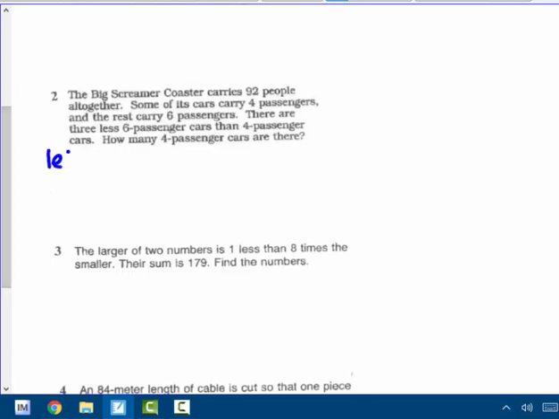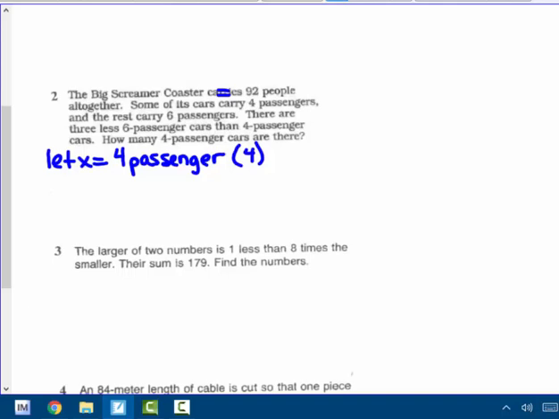So I'm going to say let X equal the 4-passenger cars. And since there are 4 people in them, I'm going to multiply that X times 4. So I'm going to put that in parentheses afterwards. You'll see in just a minute. The Big Screamer Coaster carries 92 people. That's my equation. My 2 kinds of cars are going to add together to equal 92. So some of its cars carry 4 and some carry 6. Okay, I'm going to put that in the let statements.